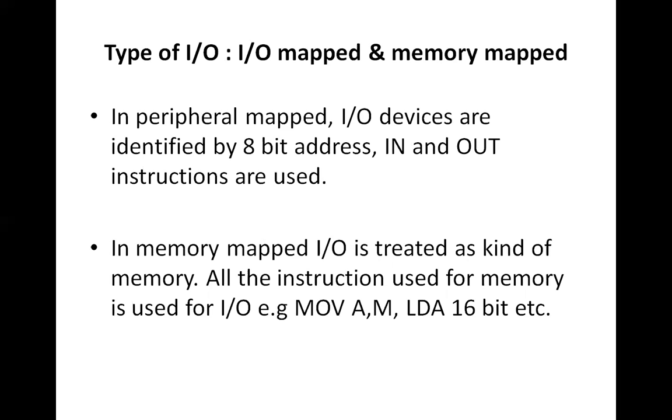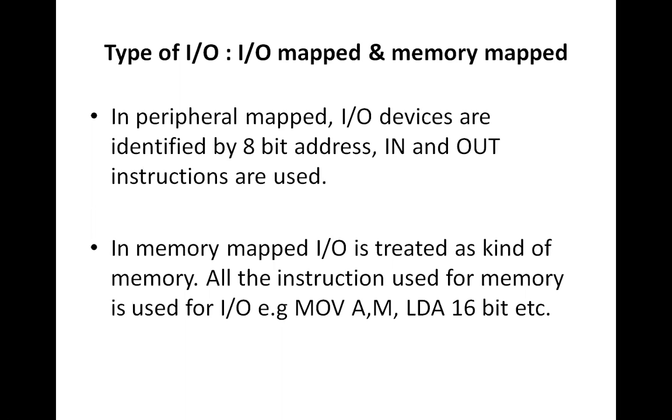This has already been explained: depending upon the type of input output, whether it is the input output mapped scheme or the memory mapped input output scheme. In peripheral mapped, as I told you, input output devices are identified by an 8-bit address, and separate instructions like IN and OUT are used for actual data transfer. But in memory mapped, we treat the input output device as a kind of memory, and all those memory instructions are used. Since memory is represented by a 16-bit address, input output devices are also assigned a 16-bit address. So this is the difference between these two, and it depends on which scheme we are using.